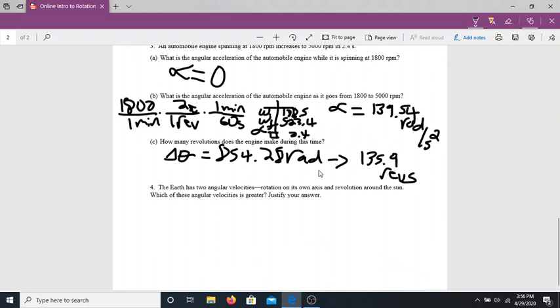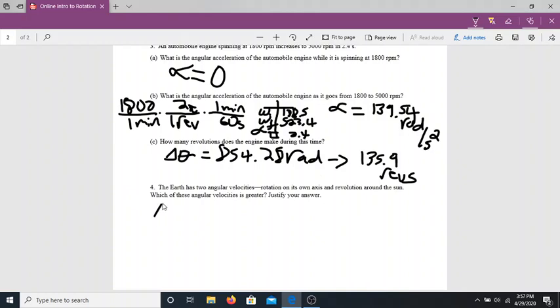So now, to finish up for the last part. This very last question. The Earth has 2 angular velocities, rotation on its own axis, and revolution around the sun. What that means is that when the Earth is moving, it is actually turning 2 different ways. One of the ways it turns is it is rotating on its axis, so of course that's what gives us the day. The other way is as it's going around the sun, it is going in a rotational motion because it's going in a circle. And I want to know which of the angular velocities is greatest.